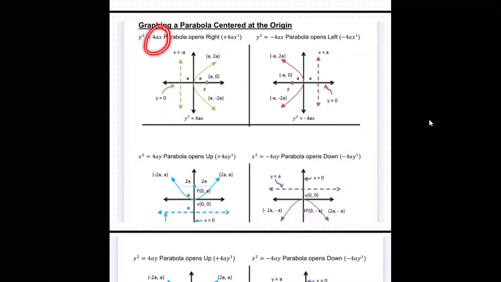If the first power is positive x, that's right, because the positive x-axis goes to the right. If the first power side is negative x, that goes left, like the negative x-axis. If the first power side is positive 4ay, the positive y direction is up, so the parabola goes up. If it's negative 4ay, it goes down, because negative y is down. Okay, so it's all about that.